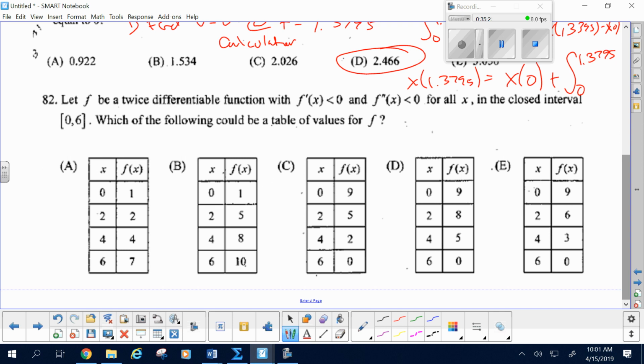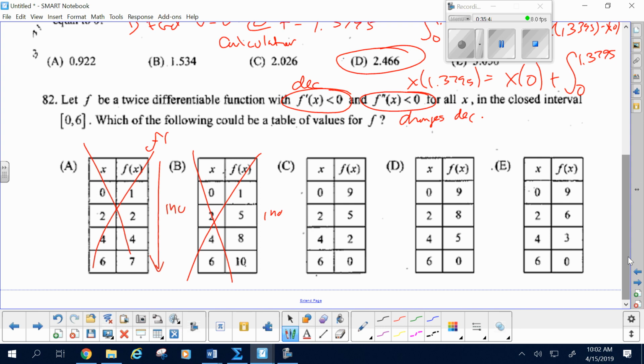What does F prime negative imply about the table? It needs to decrease. And what does F double prime negative mean? The changes need to decrease. Now that said, this was still hard because of the negatives in there. This is going up. So wouldn't you agree that this is increasing? So that's out. This is increasing. So that's out. The first derivative rules out A and B. They're gone. They have no chance. And the rest are decreasing, so they're in.